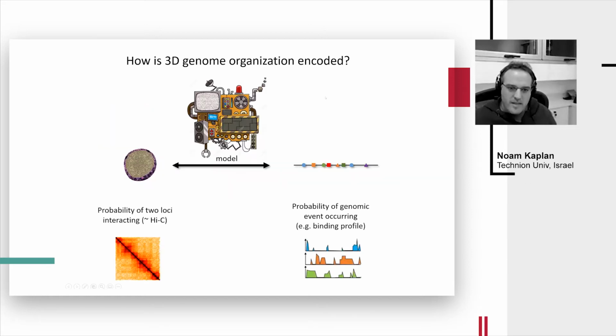Basically, we're looking for a machine, a model, that will connect the probability of every two loci interacting, which is what we're measuring in Hi-C. We're not really measuring the probability, but we're sampling from it. And we want to connect it to the fundamental way that the genome specifies things, and that's through binding of molecules to the genome.